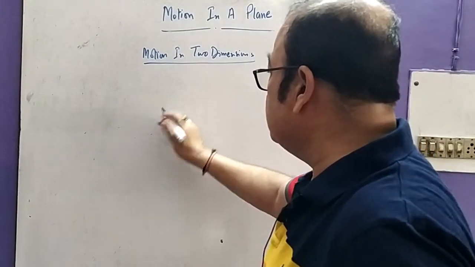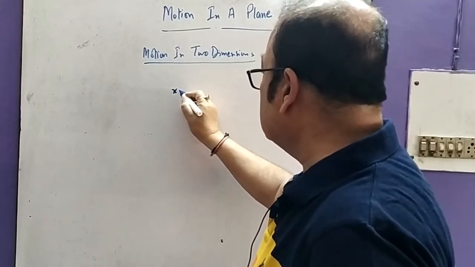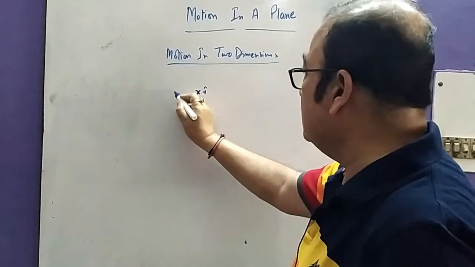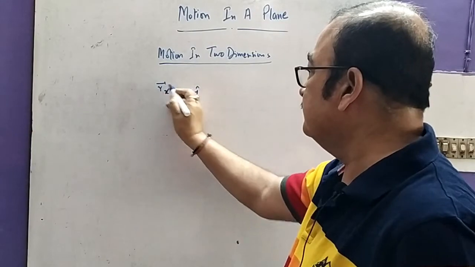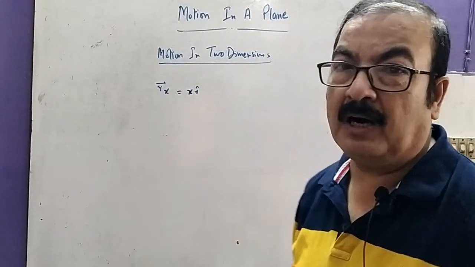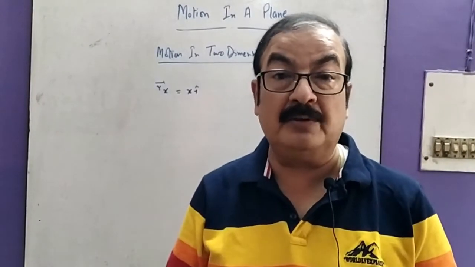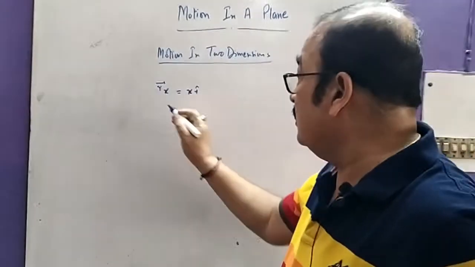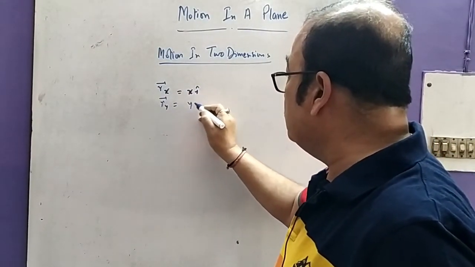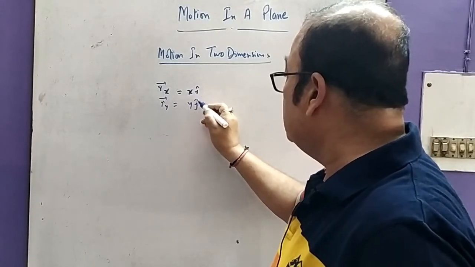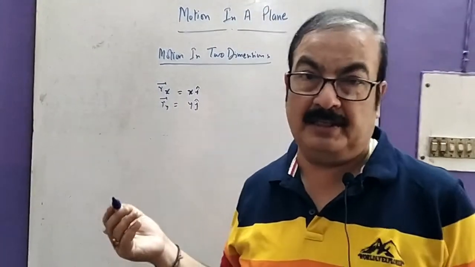Say we can consider the displacement along the x-axis as Rx, equal to x into i. At the same time, there is some displacement along the y-axis also, that we call Ry, equal to y into j. We know what i and j are. They are just unit vectors along the x and y axes themselves.